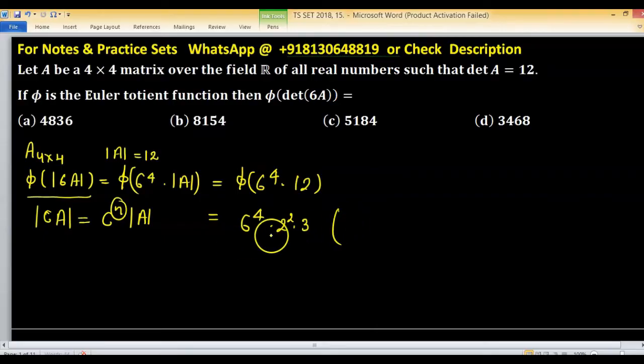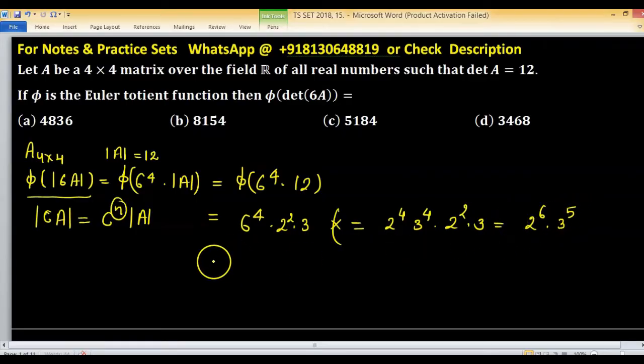And what we have, this equals 6. You can write 2 raised to the power 4 times 3 raised to the power 4, times 2 square times 3. Now combine all these powers of primes. So 2 raised to the power 6 times 3 raised to the power 5. So we have to calculate this one.